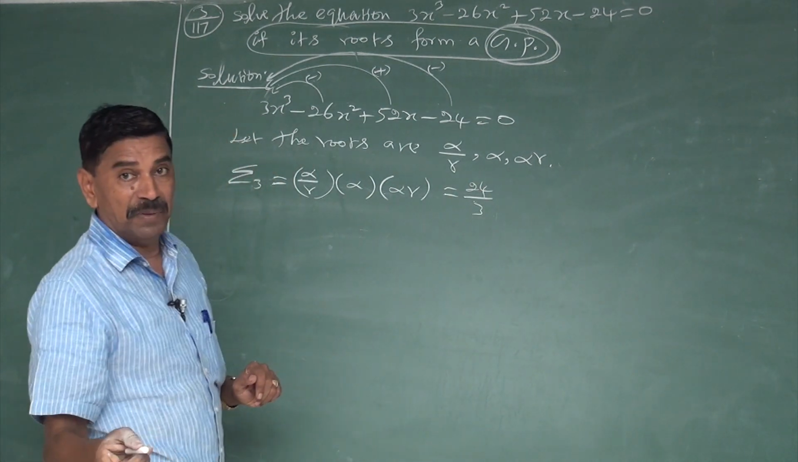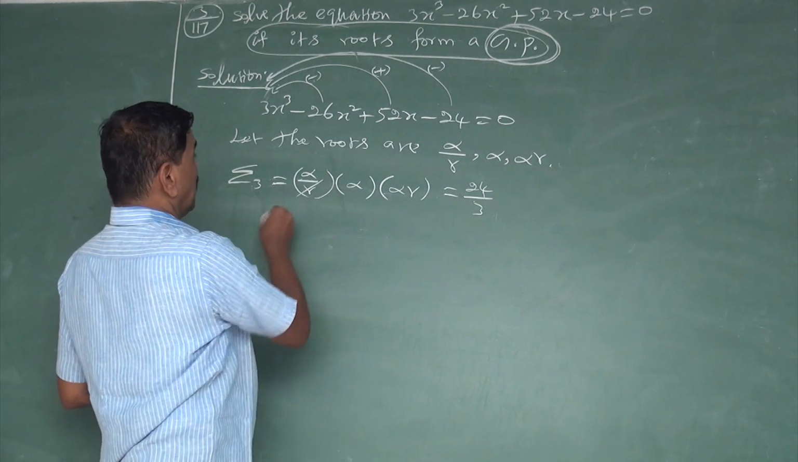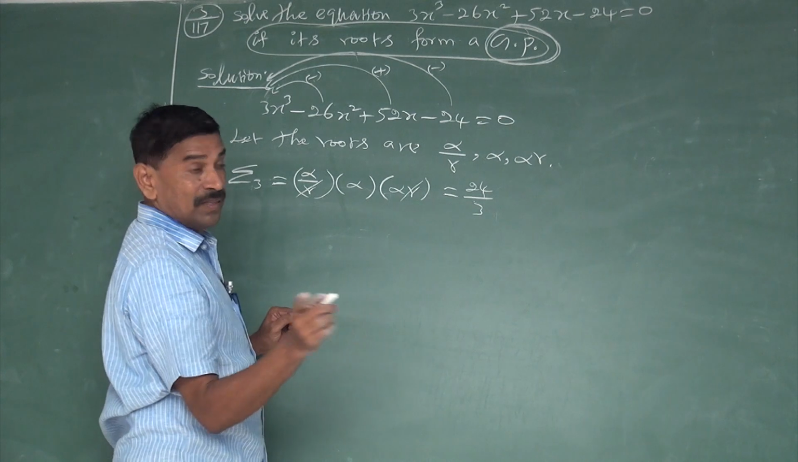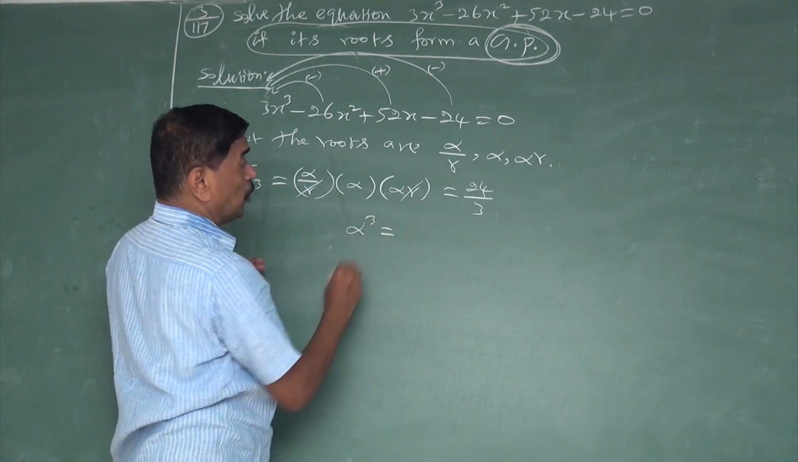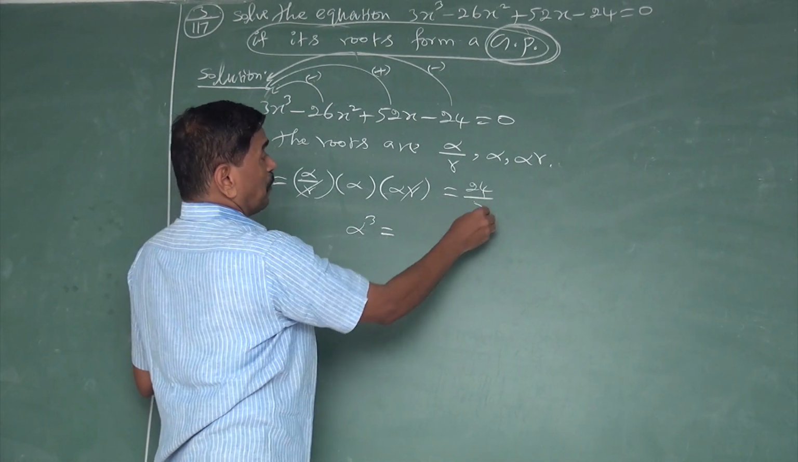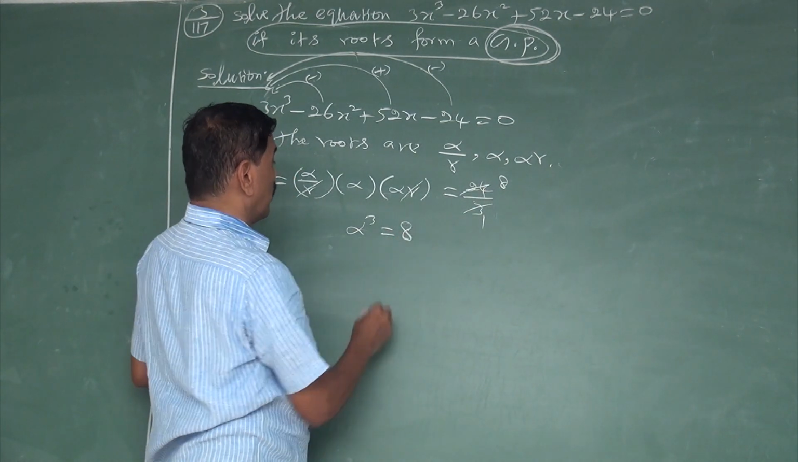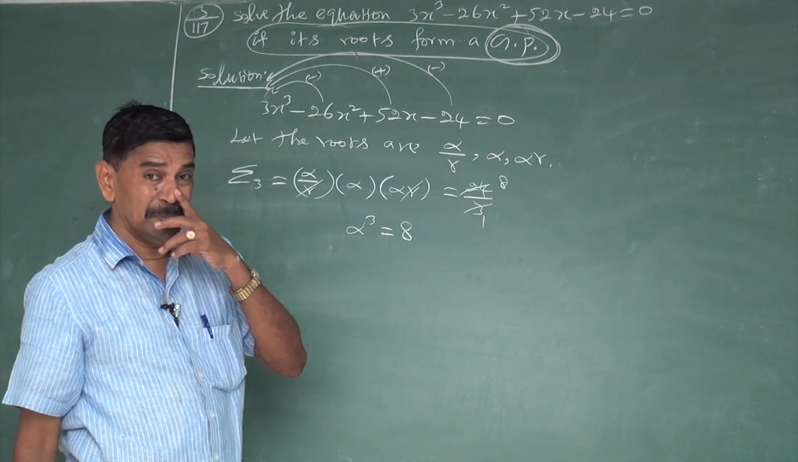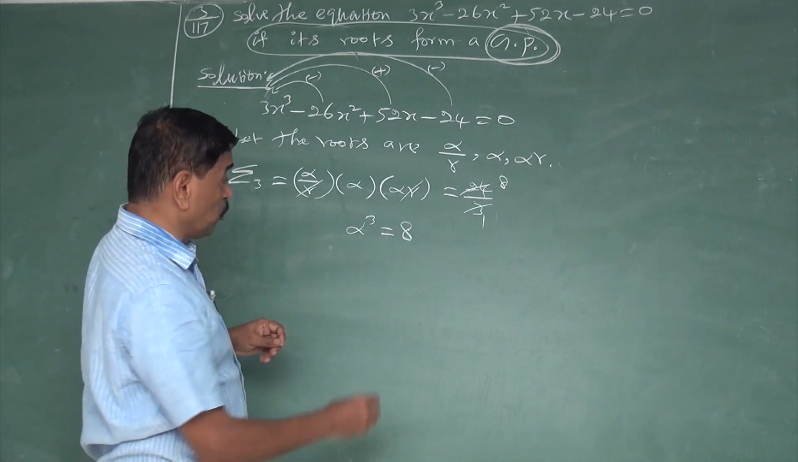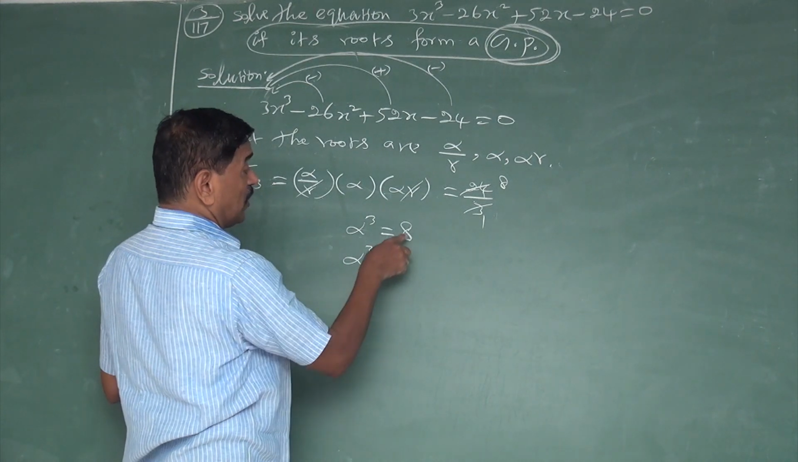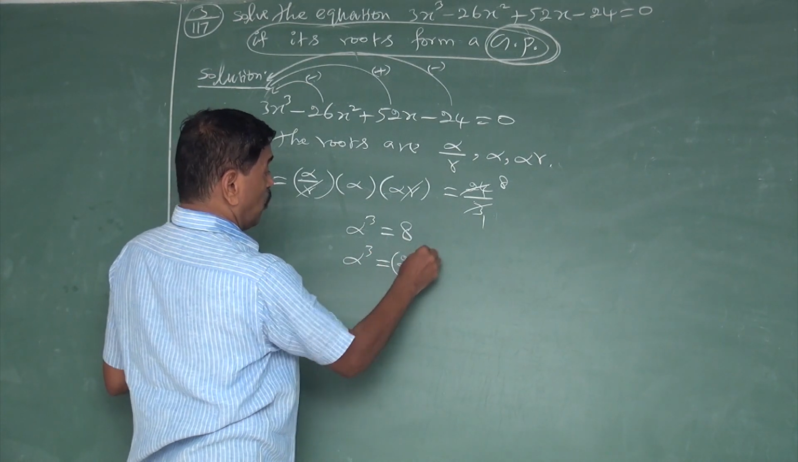Next, any other simplification? Very good. On the left hand side, divided by r into r cancels, alpha into alpha, good, alpha cube. Alpha cube is equal to 24 by 3. 1 3 is 3, 8 3s are 24. Good, equal to 8. How to simplify? Very good, 8 equals 2 cube. Yes, your answer 2 cube is correct. So alpha cube is equal to 8, which can be rewritten as 2 the whole cube.